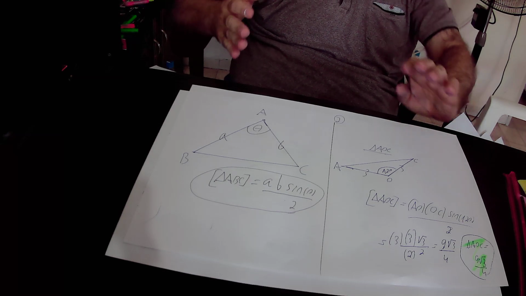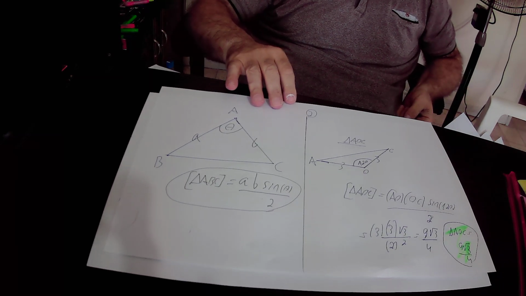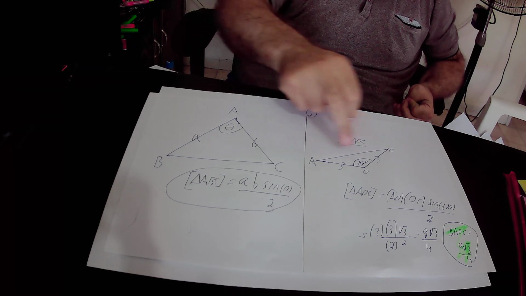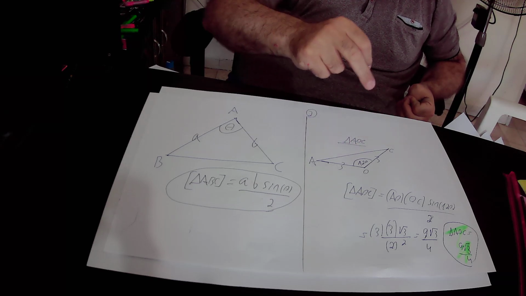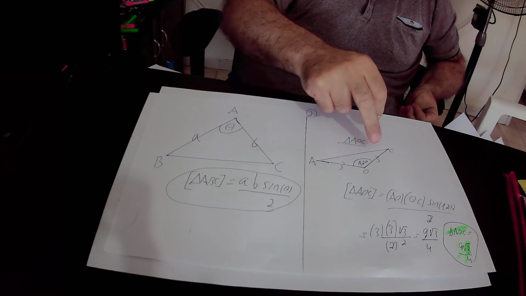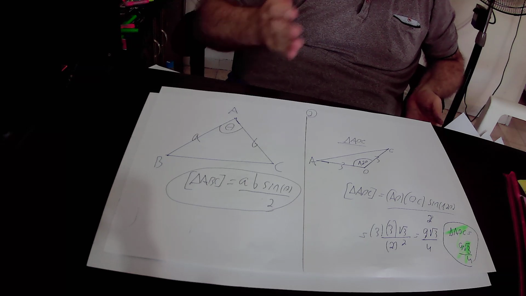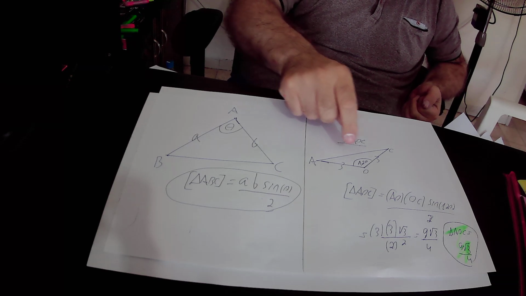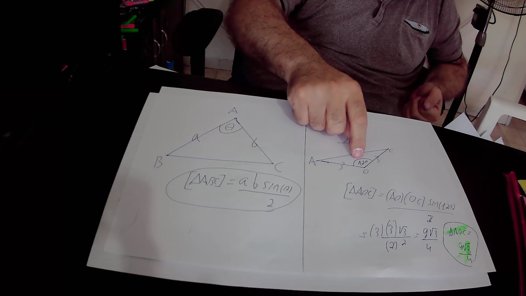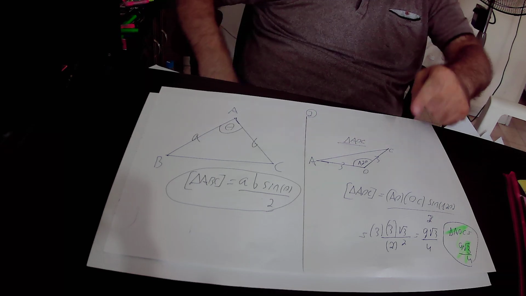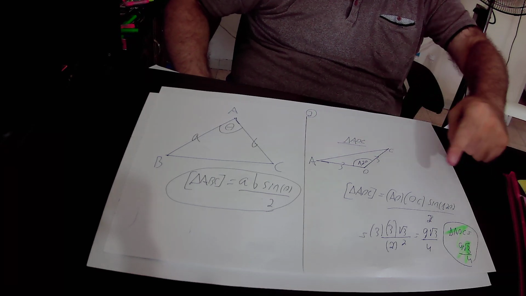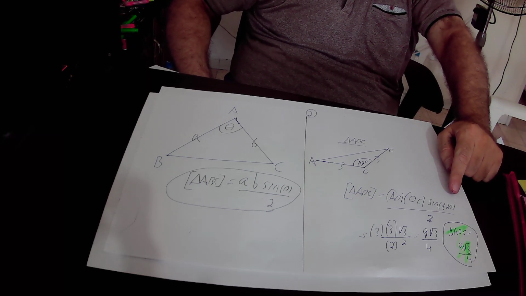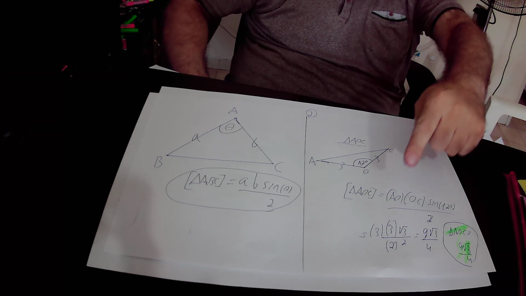We use this formula to find the area of triangle AOC. This is triangle AOC. AO equals 3 units, OC equals 3 units, and the angle between side AO and side OC is 120 degrees. So according to the new formula, the area of triangle AOC equals AO times OC times sine 120 degrees over 2. AO is 3, OC is 3, and sine 120 degrees is square root of 3 over 2, all divided by 2.